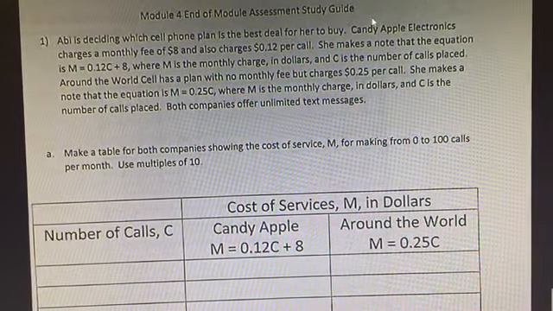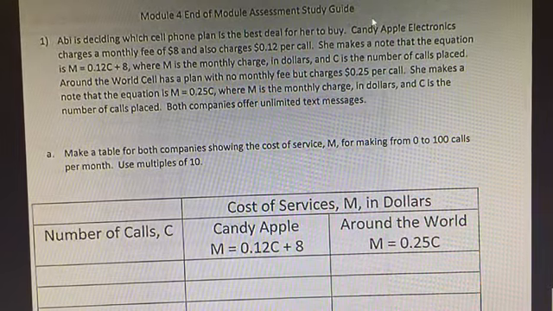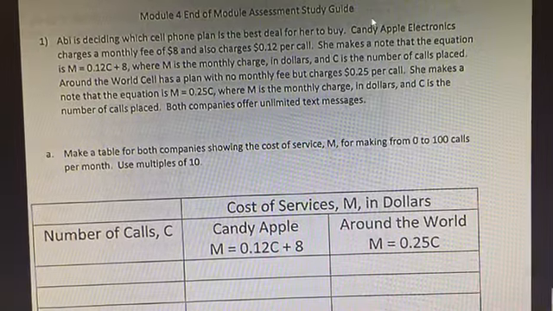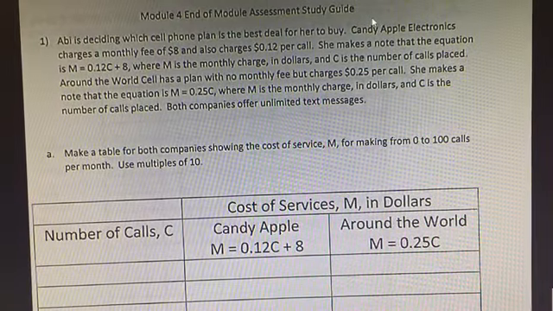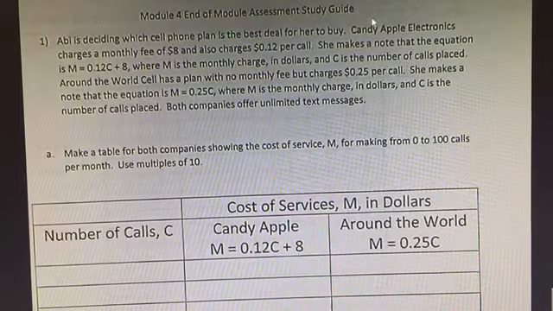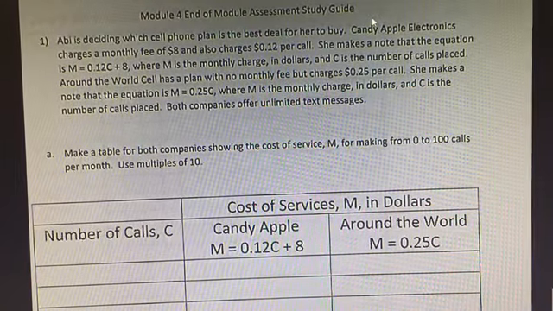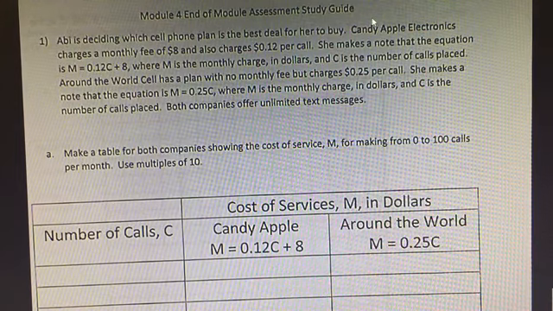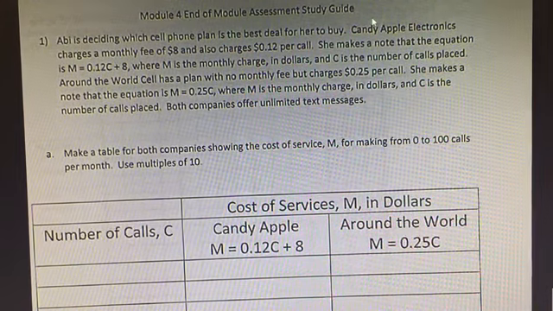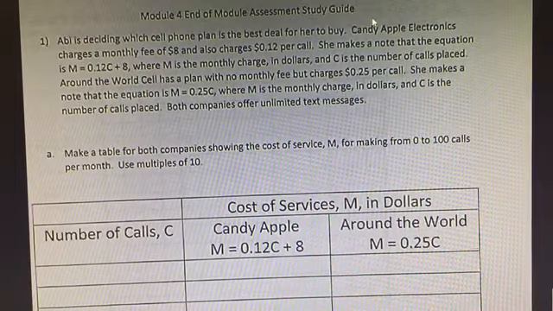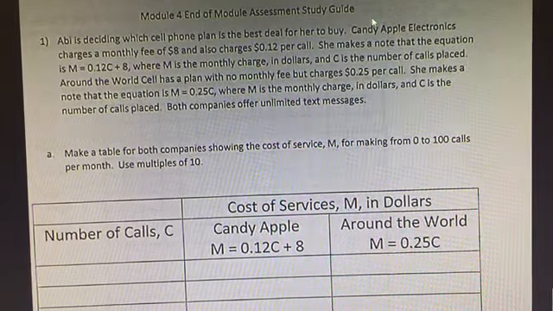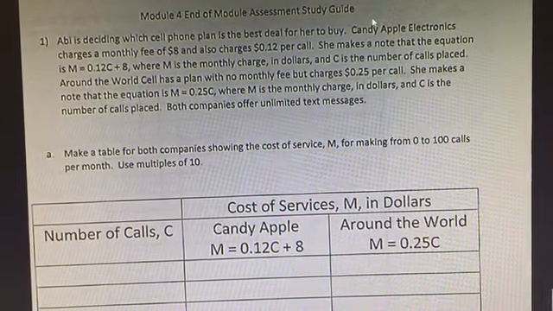Module 4, end of module assessment. Abby is deciding which cell phone plan is the best deal for her to buy. Candy Apple Electronics charges a monthly fee of $8 and also charges 12 cents per call. She makes a note that the equation is M equals 1200 C plus 8, where M is the monthly charge in dollars and C is the number of calls placed.